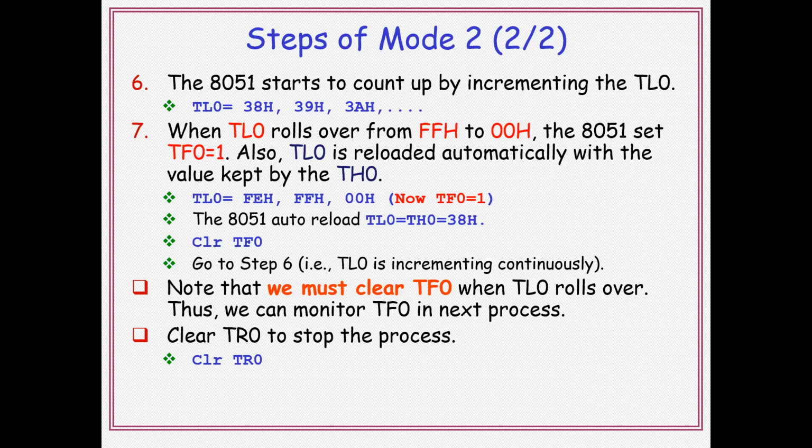Next, note that we must clear TF0 when TL0 rolls over, because flags are set by hardware and cleared by software. Then clear TR0 to stop the process. TR0 is the timer run control bit. Already we completed that operation, so we stop. If we need it continuous, we can continue; if we need it one time, we can stop. So these are the steps in timer mode 2.